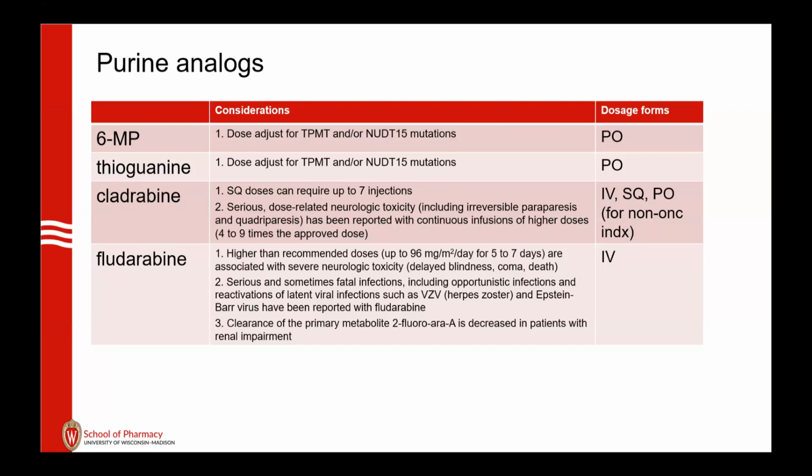Fludarabine, we often will give seizure prophylaxis, but at the same time, the doses we use are generally much lower than those found with the seizure inducing doses. T cells are depleted, so infections are much more common with fludarabine. And then we have to be really careful because the primary metabolite is increased in renal impairment. So we'll generally reduce the dose 20% in patients with renal impairment because of this.